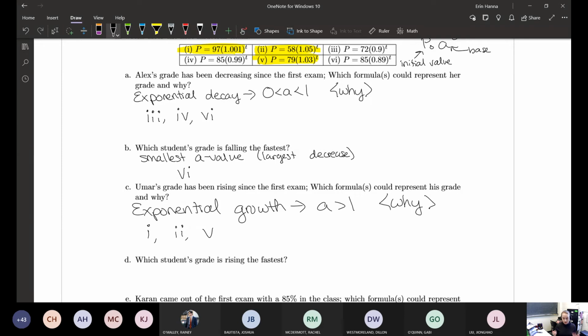Which student's grade is rising the fastest? That would be the largest a value, which means the largest increase. So the largest a value here is the 1.05 associated with option 2.